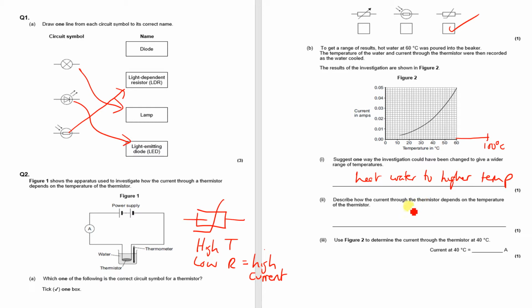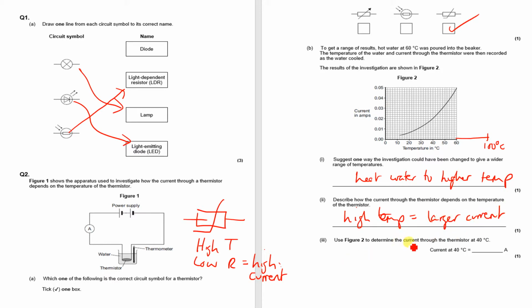Okay, describe how the current through the thermistor depends on the temperature. We talked about this before. So clearly, looking at the graph, when you've got a higher temperature, you've got a greater current. So high temp equals larger current.